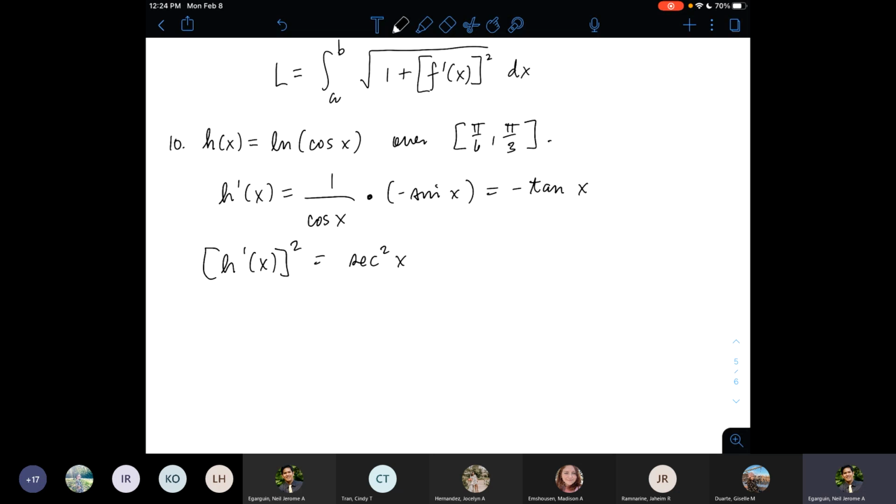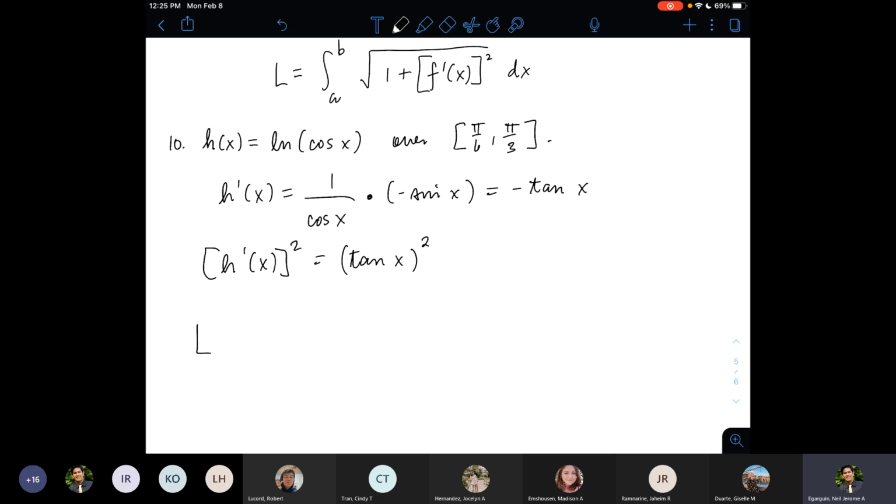I thought negative tangent x was already the derivative. Yes, that's the derivative of h. Okay, so 1, sorry, minus. Or 1 plus, I'm thinking ahead, because when I plug it into the formula, yeah. Thank you for that. So that's tangent squared x.